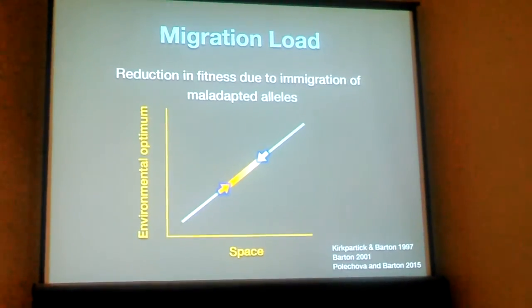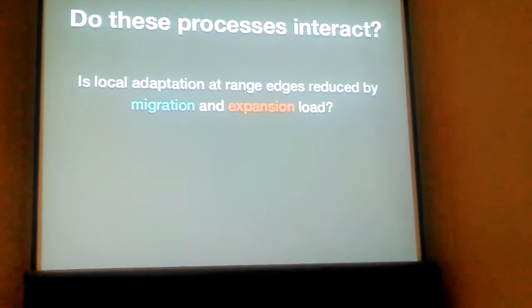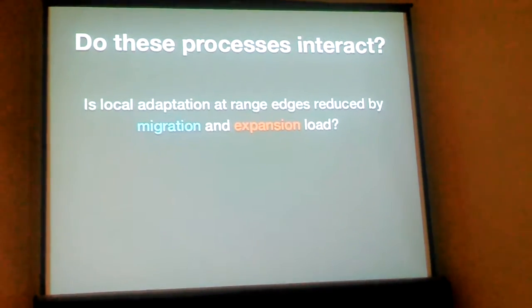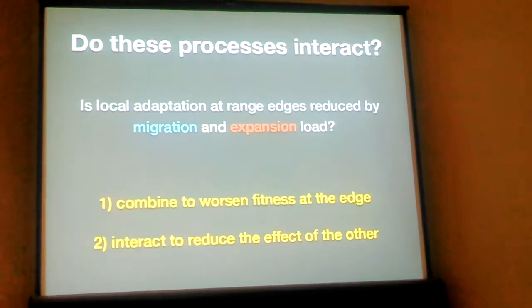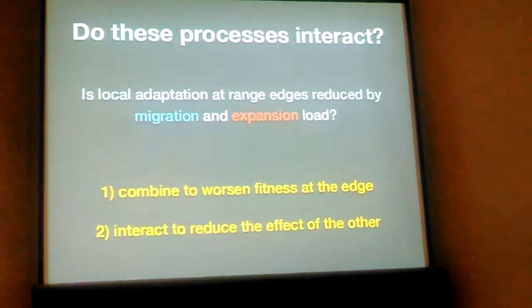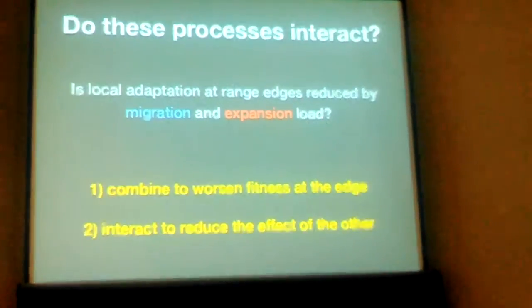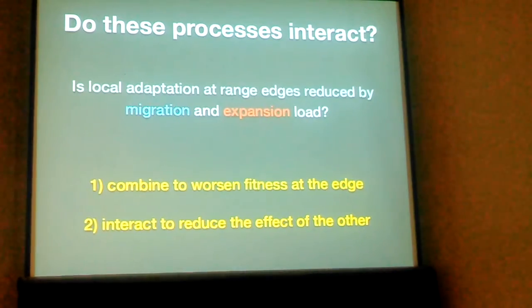Okay, so what we're doing for our project, though, is looking at the combination of these two processes. They've never been looked at together before. So we're seeing if local adaptation at range edges can be reduced by migration load and expansion load. And we have two a priori hypotheses. The first might be just that these two processes combine to make fitness worse overall at the edge. Or maybe the second one is that they interact in some way to change the effect of each other.